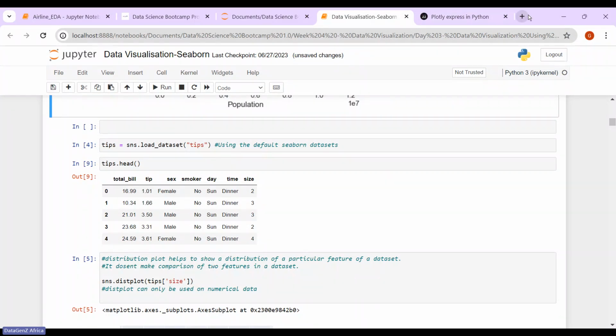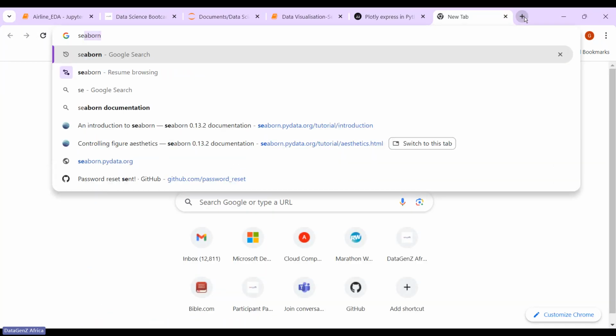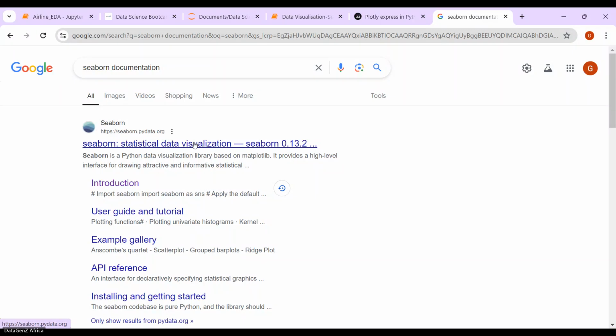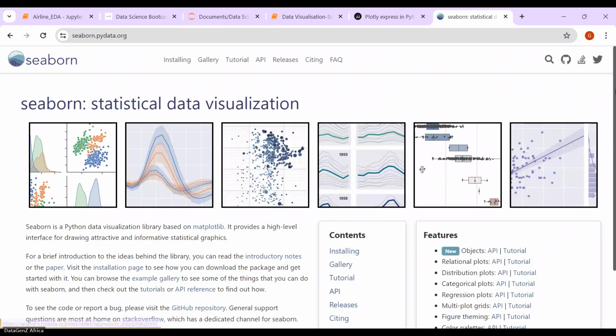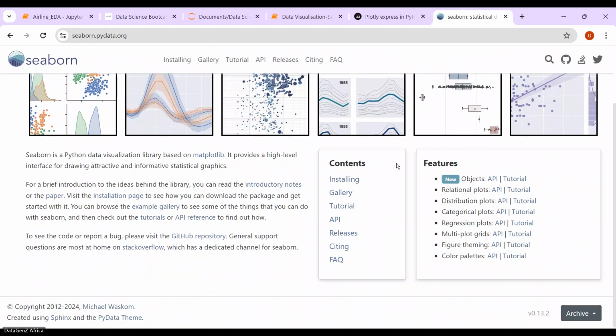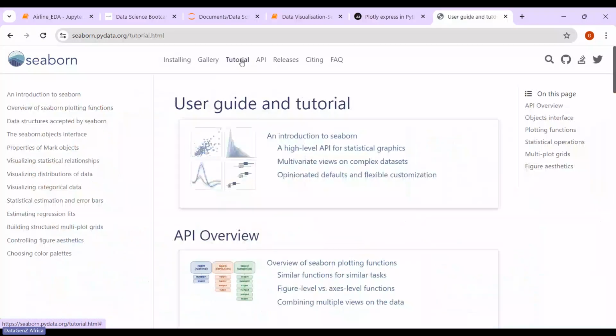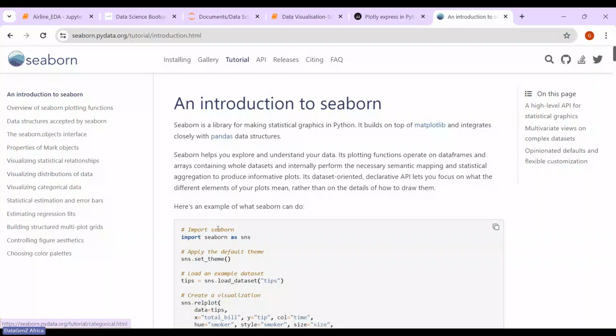If you go to the Seaborn website, Seaborn documentation, and go to tutorials, if you really want to know more about Seaborn, you can come here to study. This is the documentation, right? It's going to take you through introduction, examples, and all of that.